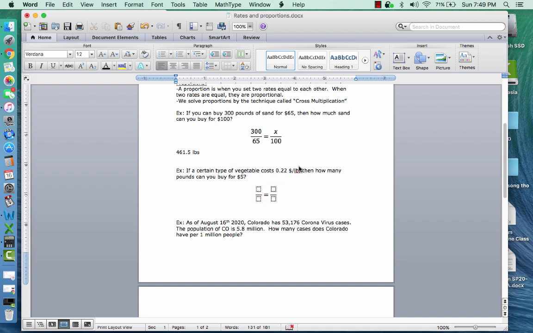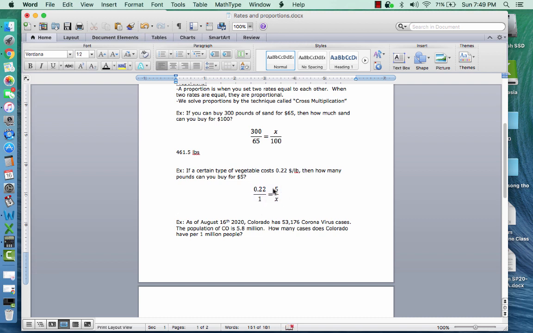Okay, so what's our first rate? It's 22 cents, so 0.22 dollars for 1 pound. So money, cents on the top, pounds on the bottom. So now I have $5 up here, and I want to know how many pounds I can get for that $5. So I have money, pounds, money, pounds. Money on the top, pounds on the bottom, and now I'm going to do cross multiplication.